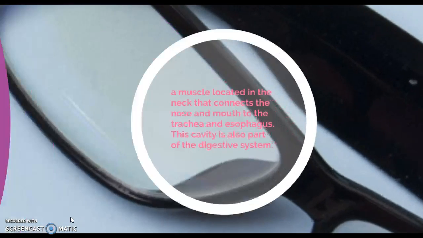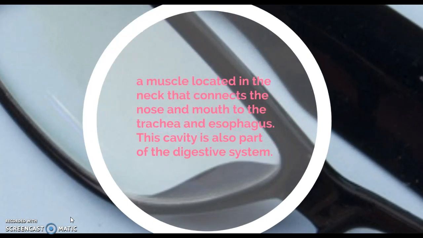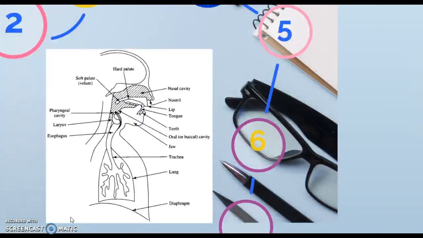Pharynx. A muscle located in the neck that connects the nose and mouth to the trachea and esophagus. This cavity is also part of the digestive system.